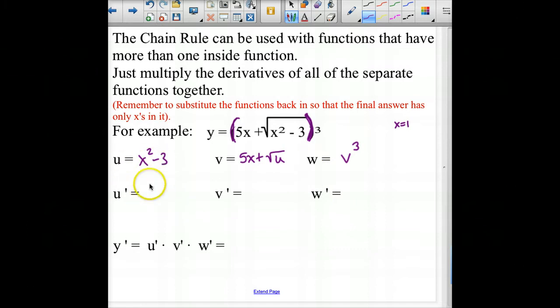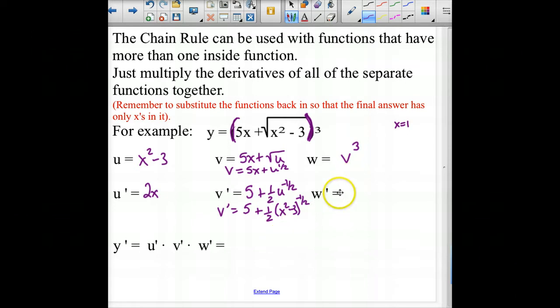So if u is x squared minus 3, u prime is 2x, so that's the derivative of the very inside. Then I need the derivative of the middle part. 5 times x, the derivative of 5x is just 5. And I'm going to rewrite this, 5x plus, instead of a square root, I'm going to write u to the 1/2. So the derivative, because this is still v here, the derivative of 5x is 5, plus, and the derivative of u to the 1/2 is 1/2 u to the negative 1/2. So substituting u back in, it's 5 plus 1/2 x squared minus 3 to the negative 1/2.